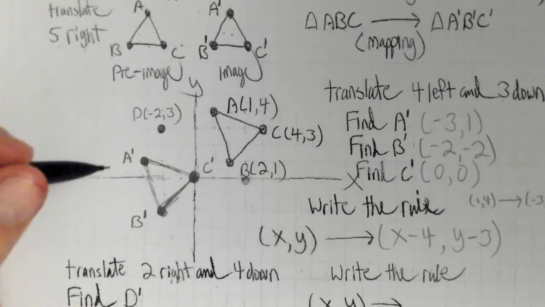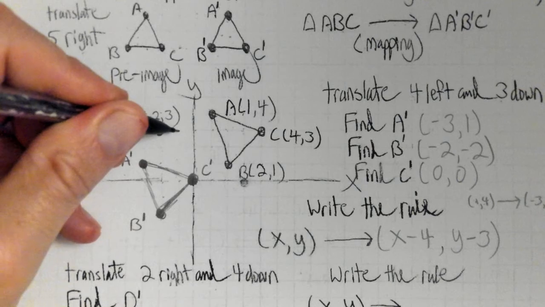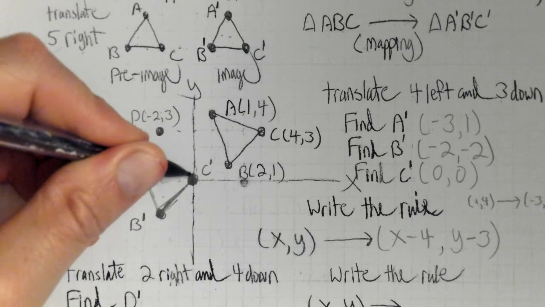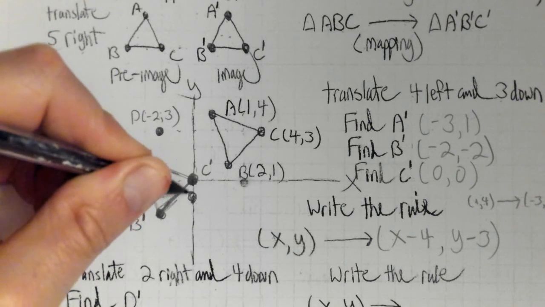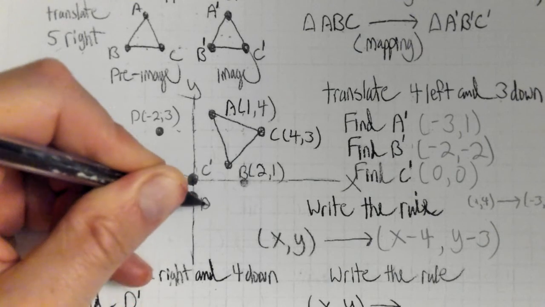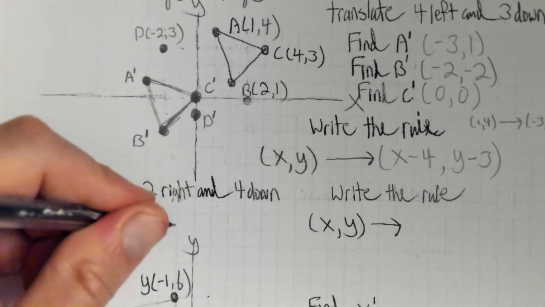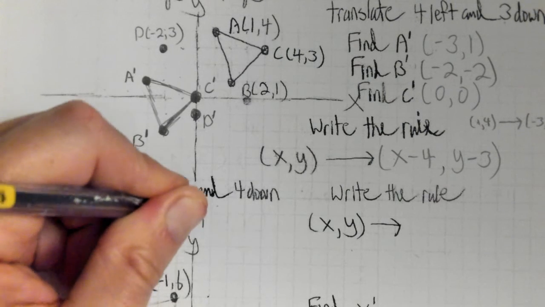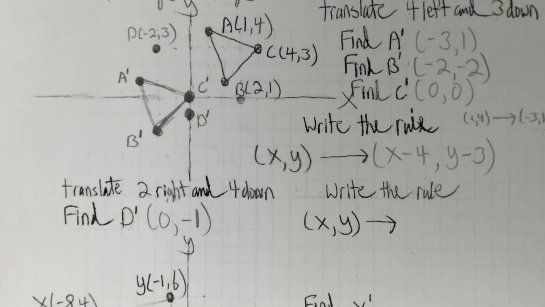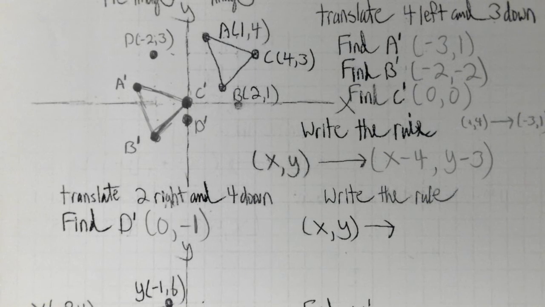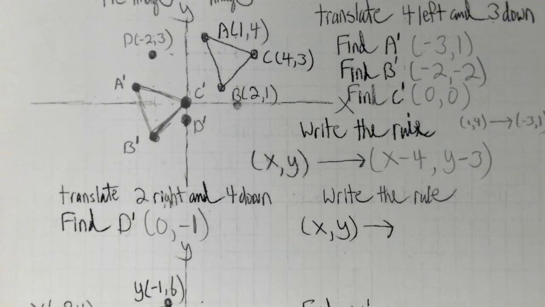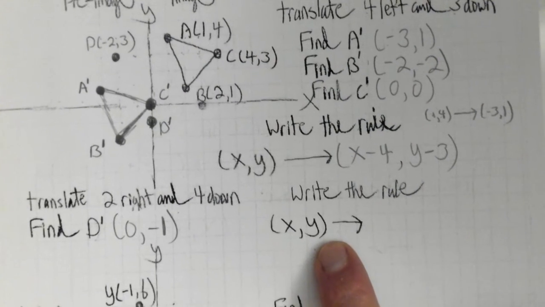coordinates of D prime. So let's go 2 to the right, 1, 2, and 1, 2, 3, 4 down. So there's D prime. Well, what's the coordinate for D prime? It is 0, -1. All right, so that just gives you another quick example of a different translation. We can write the rule for this one as well.